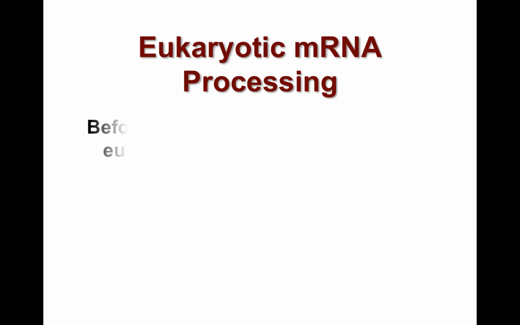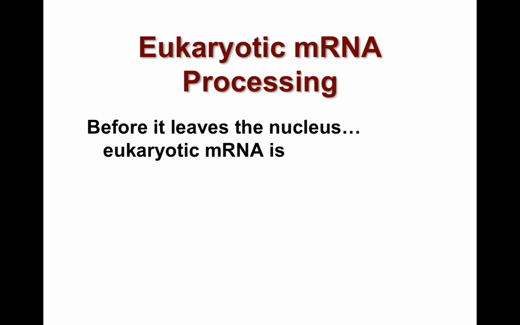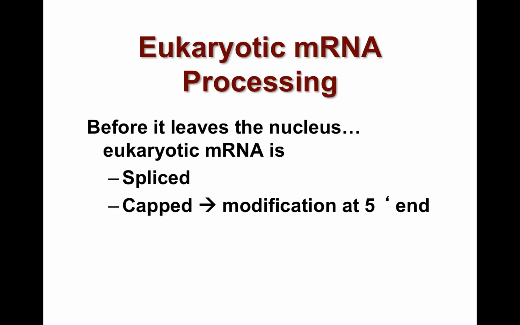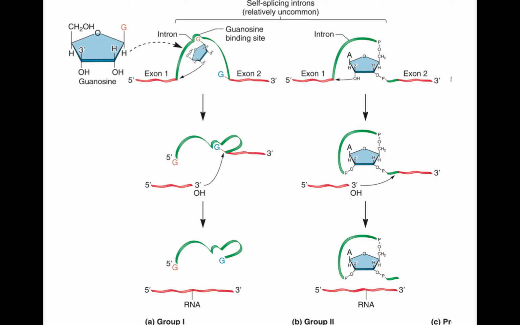Okay, what about messenger RNA processing? Before it leaves the nucleus, eukaryotic messenger RNA is spliced, capped at the 5' end, and a PolyA tail is added at the 3' end. This diagram shows a very interesting phenomenon called self-splicing. There are some eukaryotic organisms that splice out their own introns. There's a group 1 splicing mechanism and a group 2 splicing mechanism. Both of these exist in eukaryotes.